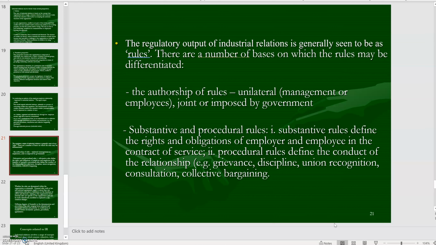So substantive and procedural rules. Substantive rules define the rights and obligations of employee in the contract of service, which is termed in the Employment Act. And second, procedural rules define the conduct of relationship. Contract of service, dia akan tengok rights, obligations of employee and employer dalam contract of service. For instance, terms and conditions of employment, how much is the salary, working hours, how many annual leave and whatnot. And procedural rules will look at all the procedures in an employment relationship, especially when there are trade unions, grievance, discipline, union recognition, consultation, collective bargaining.